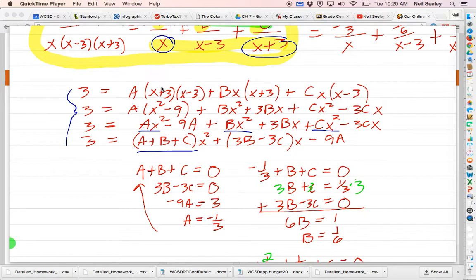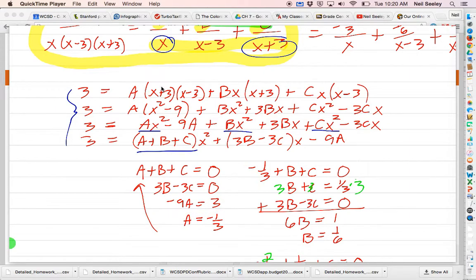So if this is equal to 3 on the left-hand side, I do not have an x squared term on the left-hand side, so you put in 0. So that's what you're seeing right here. That's the x squared term. And then the x term, 3b minus c, I don't have one of those on the left-hand side, so that's equal to 0. And then finally the negative 9a, the constant portion, that I do know has to be 3 in order for these two to be equal. So I set that equal to 3.